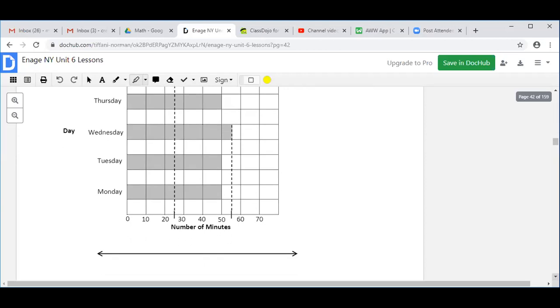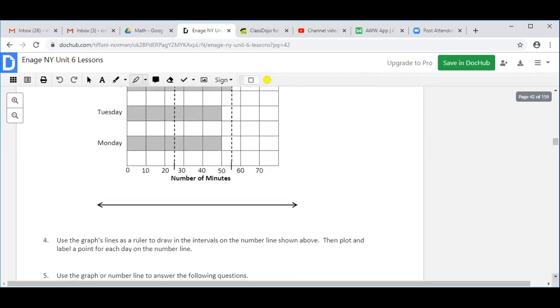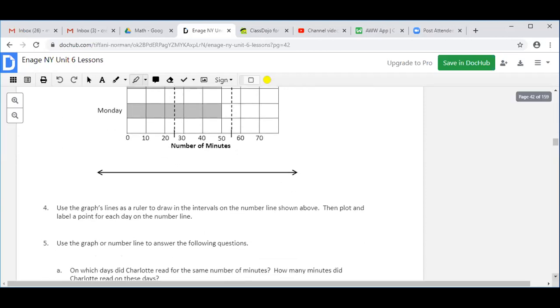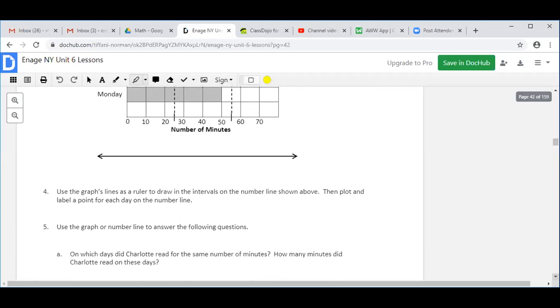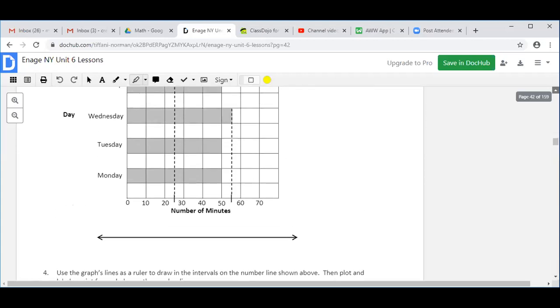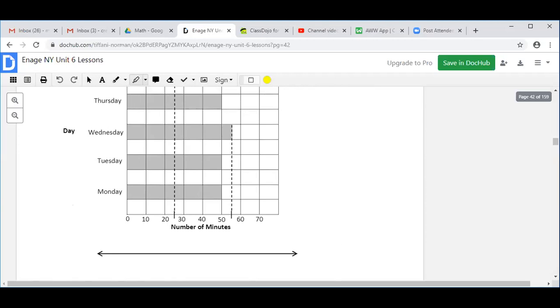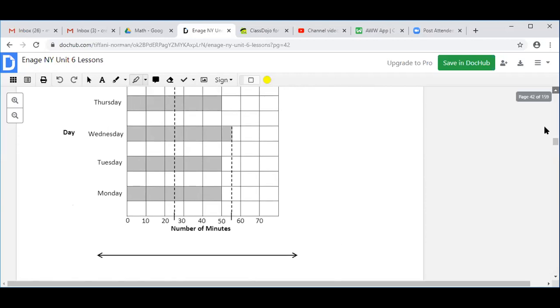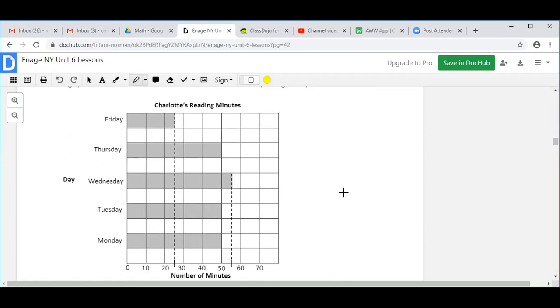So the first question is asking, and ignore the number line. So we're focusing on number 5. Part A, it asks, on which days did Charlotte read for the same number of minutes, and how many minutes does Charlotte read on those days? So again, that means I have to go and look at my bar graph, and I noticed that there are 3 days that line up equally with each other. And I noticed it was Monday, Tuesday, Thursday.